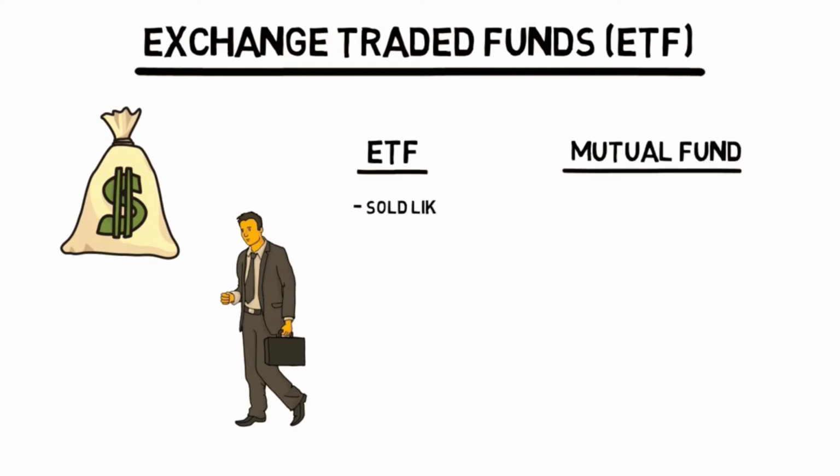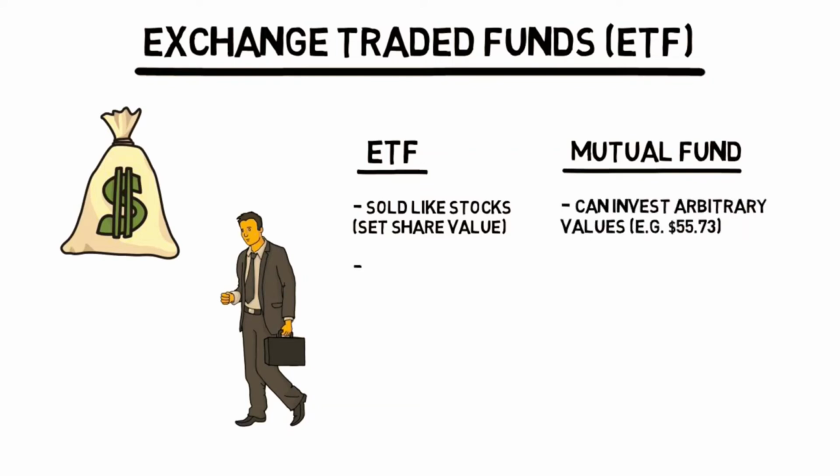First, ETFs are sold like stocks, where you can purchase shares for a certain value, whereas with mutual funds, you can select a specific amount of money you want to invest. For example, if an ETF was selling for $25 per share, you would have to buy shares in increments of $25, as you cannot buy part of a share. With a mutual fund, you could invest an arbitrary amount like $55.73 if you wanted to.